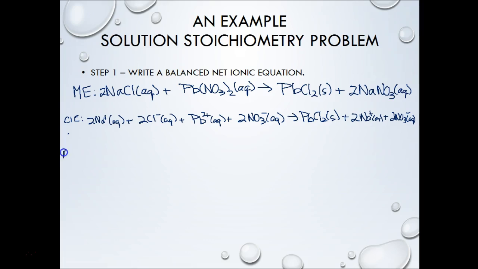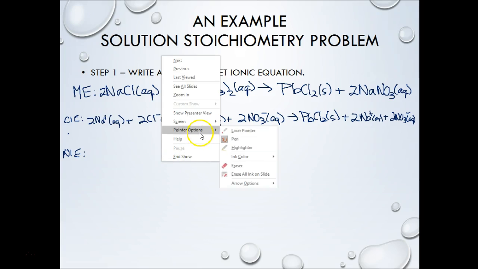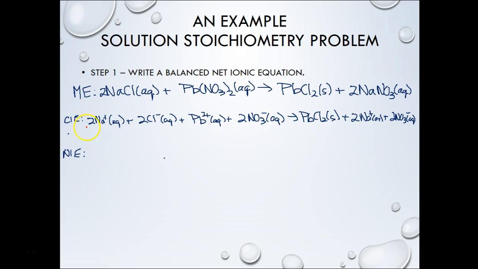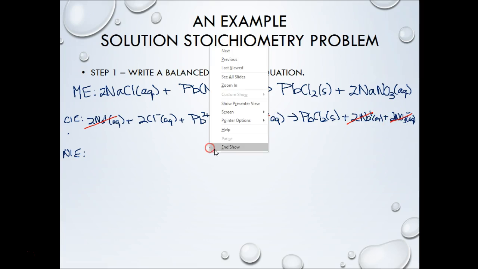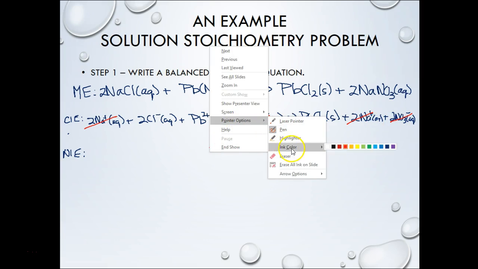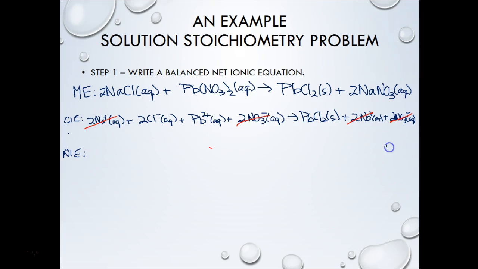So now to write the NIE, I simply have to get rid of my spectators. I get rid of the things that I know that I don't need. So they're the same. So here's the Na. Na is the same on both sides. NO3 and NO3 is the same on both sides. So now I'm clear to work through the rest of my problem.